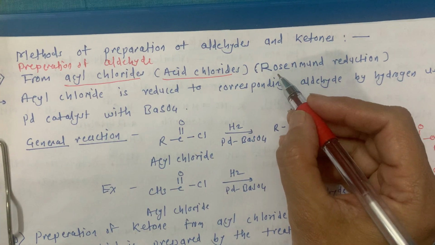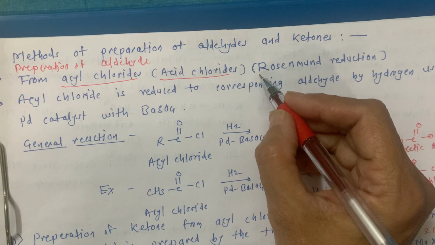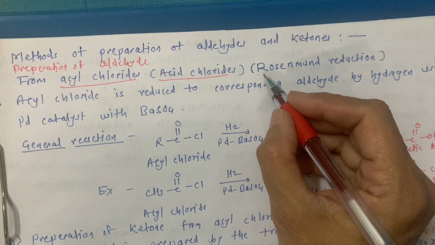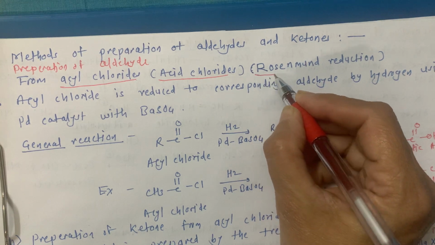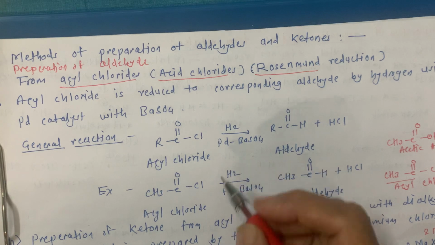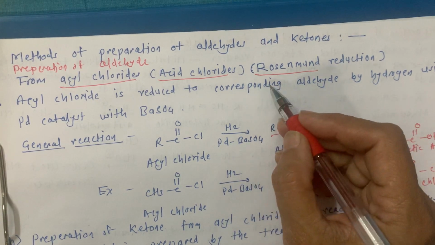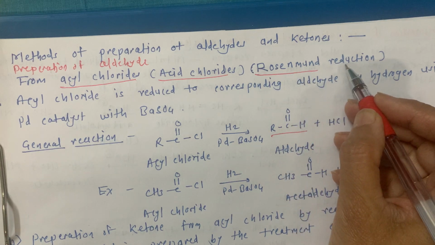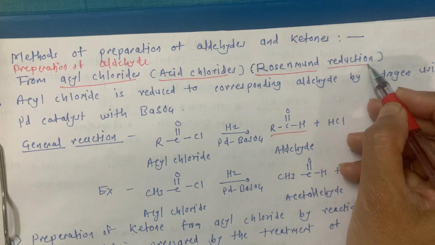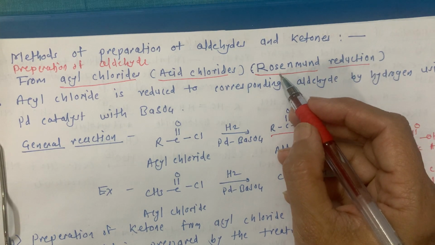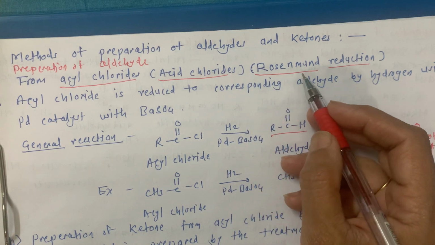And this is a naming reaction. Naming reaction means the reaction is named after the scientist. Rosenmund is the name of the scientist who found this reaction and prepared aldehyde. That's why the name of the reaction is the Rosenmund reduction reaction. This is a reduction process. So this is the reduction reaction, and the name of the scientist who researched this reaction is Rosenmund.